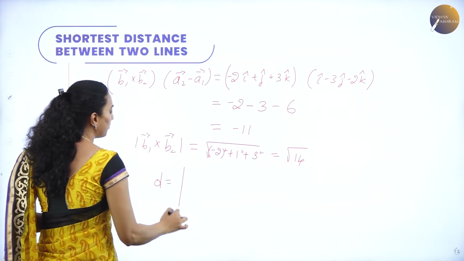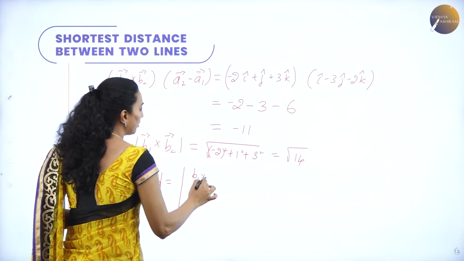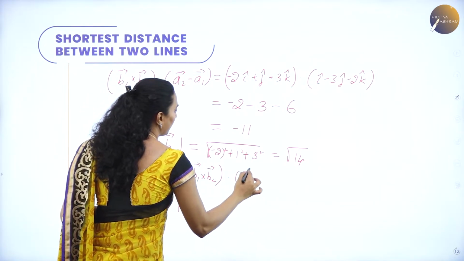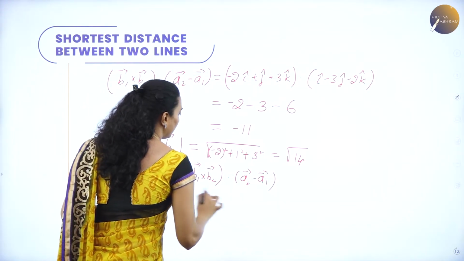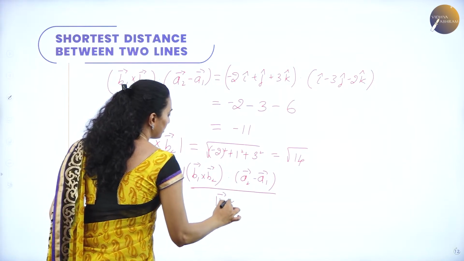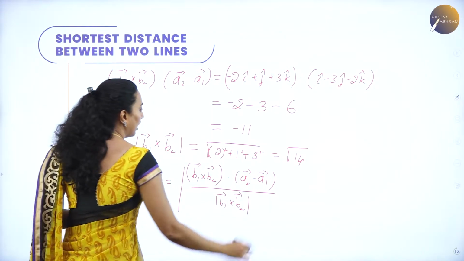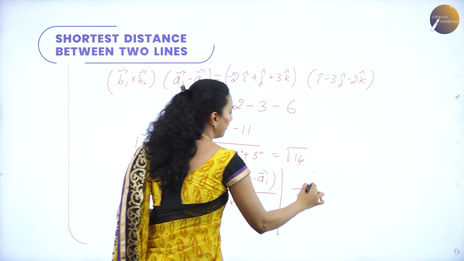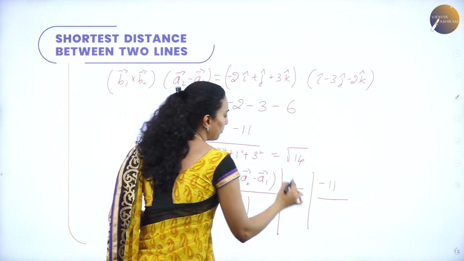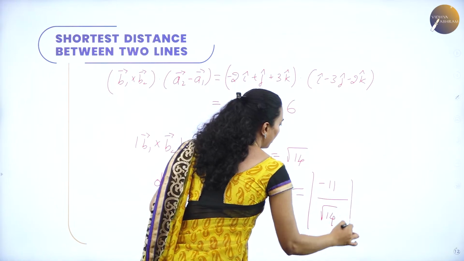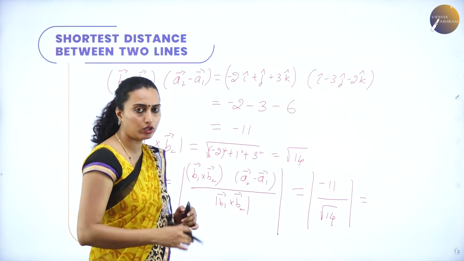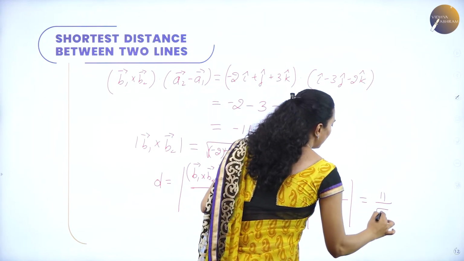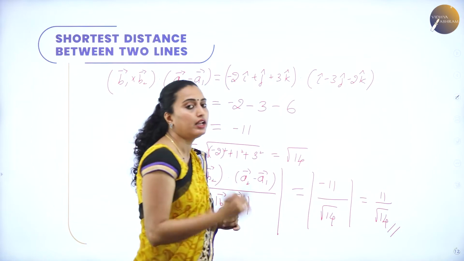Now you can write down the formula. Shortest distance is given by modulus of B1 cross B2 dot A2 minus A1, divided by magnitude of B1 cross B2. Now you can substitute here B1 cross B2 dot A2 minus A1 is minus 11. Magnitude of minus 11 divided by under the root 14. So inside the modulus symbol, negative will become positive. So the answer you are going to get is 11 divided by root 14. And distance cannot be negative, dear students.